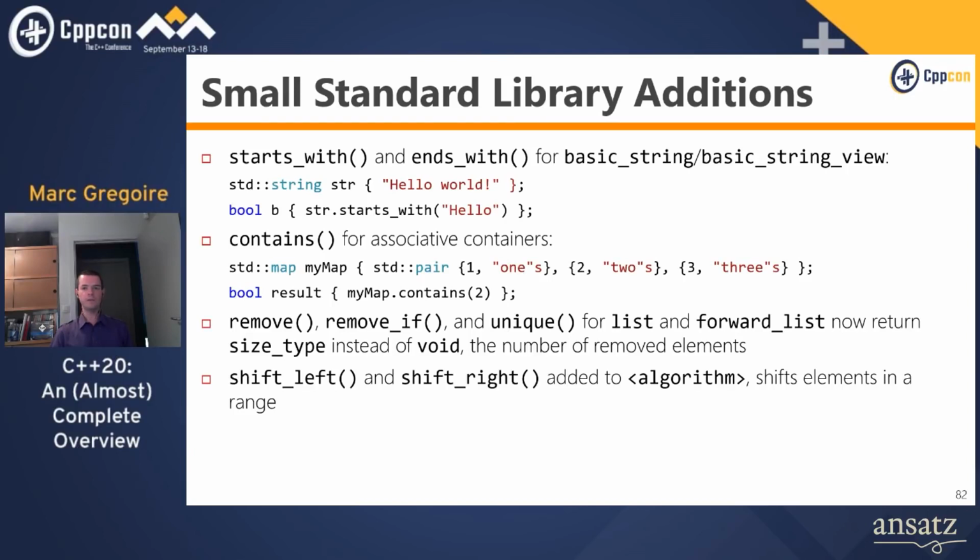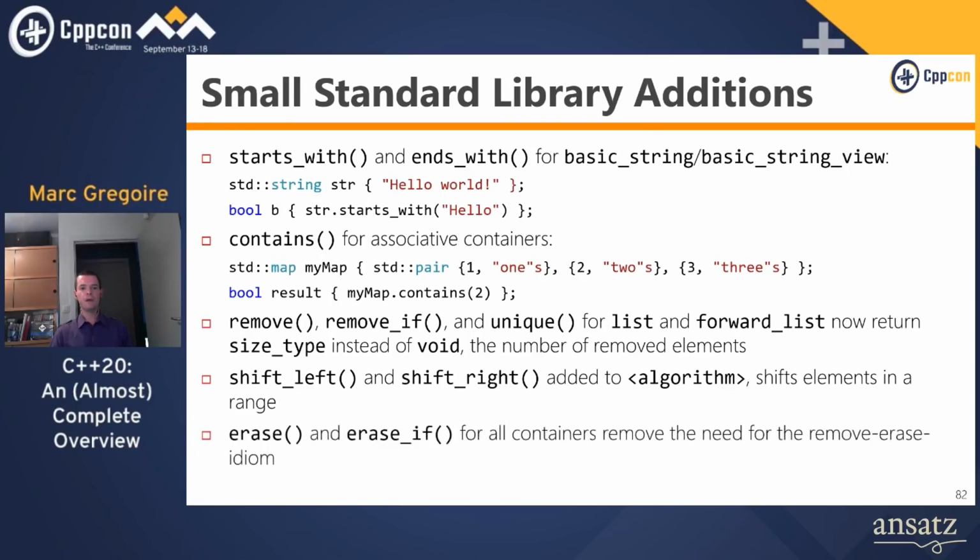We have 2 new algorithms in the algorithm header. We have shift_left and shift_right. And we have also std::erase and std::erase_if. And by using these, you don't have to use the so-called remove-erase idiom anymore. You can just ask a vector, for example, to erase all the elements that satisfy a certain predicate.